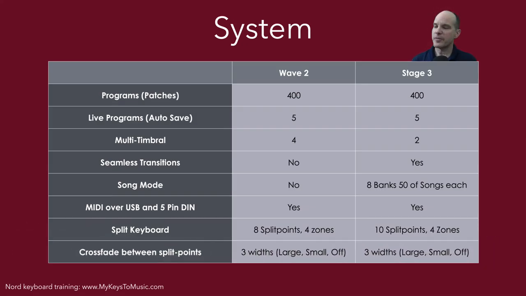Okay, and then they both have crossfade between the splits. As you're transitioning between splits, you do get a large width, a small width, or no width on that, and it just makes for a much smoother transition between your splits when you have two opposing sounds in either split.